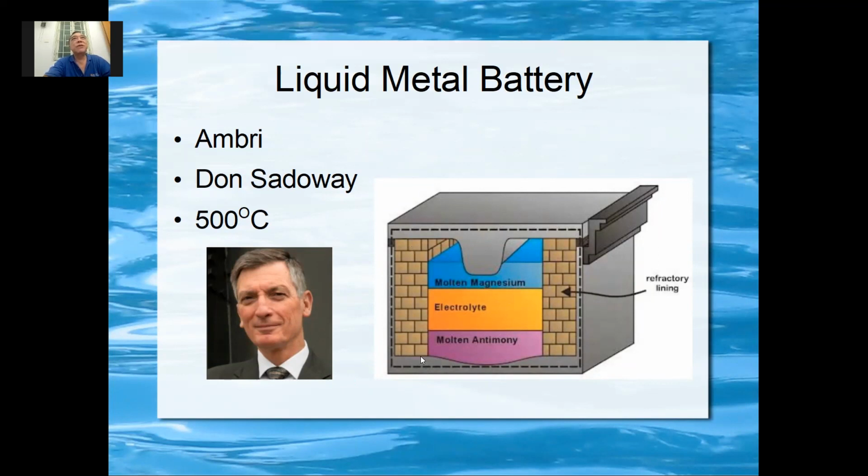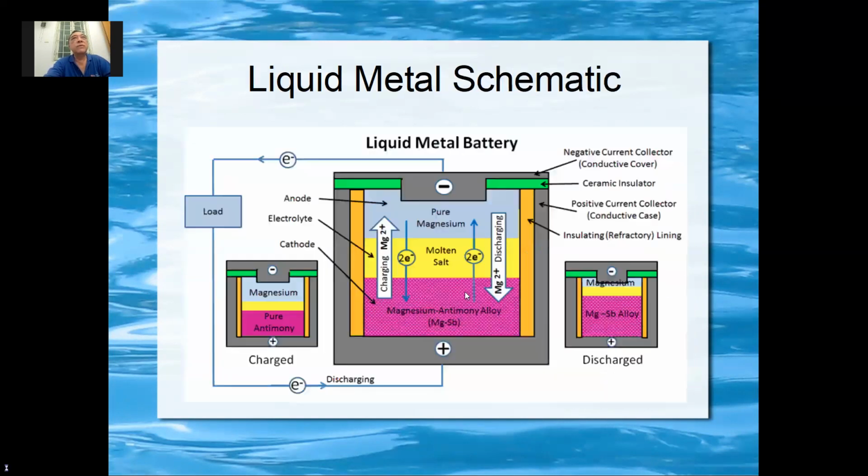So you lock it inside the wall so that the heat will not get lost, it stays inside there. And then the top plate is positive, negative, and then the anode, cathode. Look at here, negative is the anode. Here they can use pure magnesium, and then below you use a magnesium antimony alloy. So this is just an example.